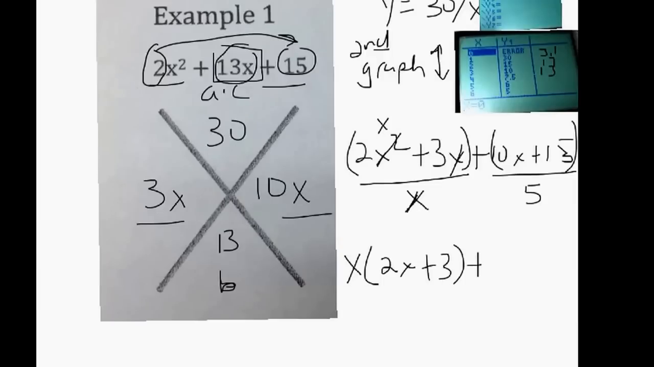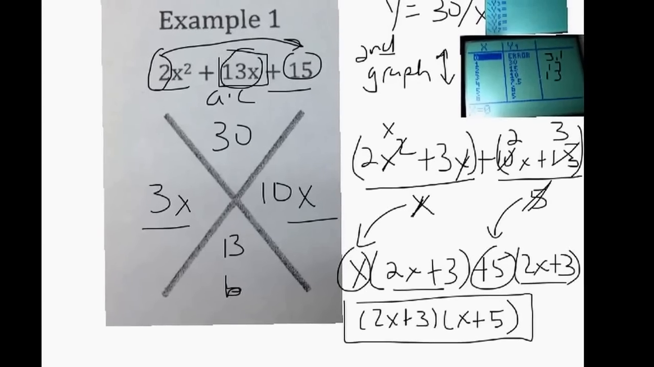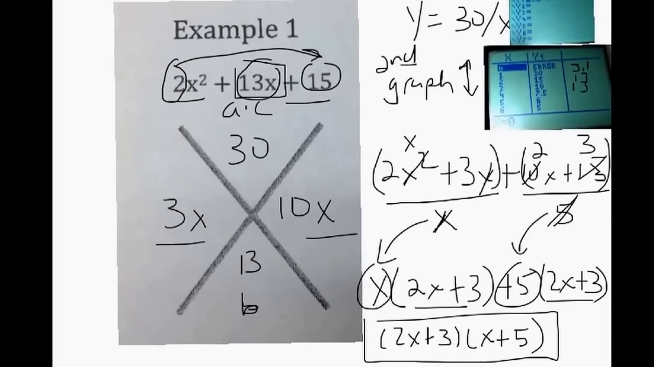Here, the 5 comes out, so the x goes out there, the 5 comes out here. 5 goes into 10 2 times, so that leaves 2x. 5 goes into 15 3 times, so plus 3. And what you'll notice is what's left in the parentheses is the same. So what's left in the parentheses is one of the factors, and what's on the outside of the parentheses is the other factor. This is the factored version of 2x squared plus 13x plus 15.